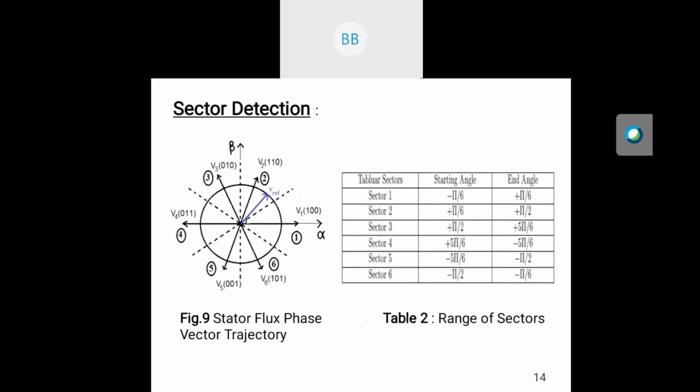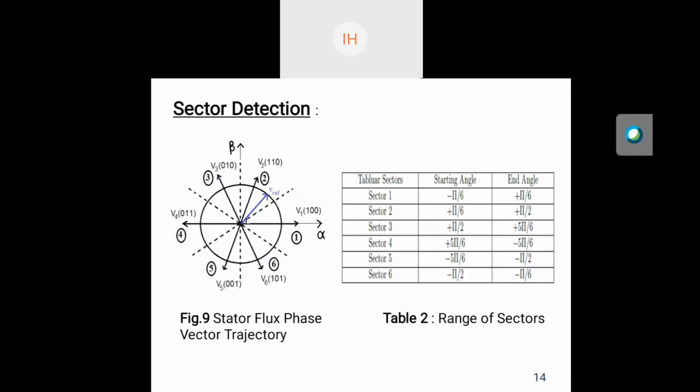So here in this diagram we can see that V1 (100) is along the horizontal direction, along the direction of alpha, and V2, V3, V4, V5, V6 are shown here. So sector detection is one of the very important parts of DTC. To select the suitable voltage vector, we need to look at the flux vector. So the alpha-beta plane, that is the voltage vector plane, is divided into 6 sectors. Each one spans 60 degrees. So with the help of the flux linkage vector in the alpha-beta plane, the location of the stator flux is possible.